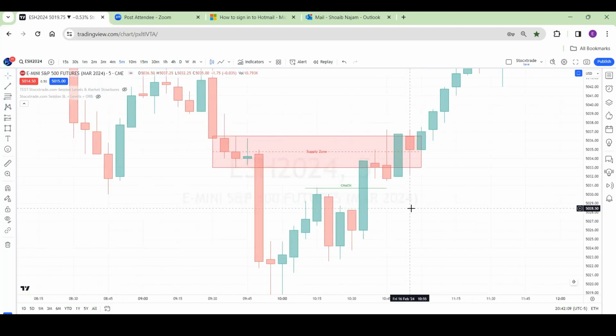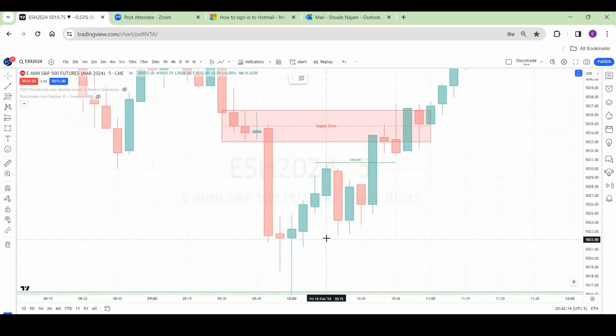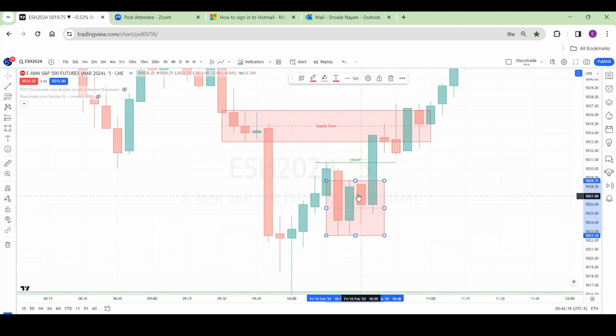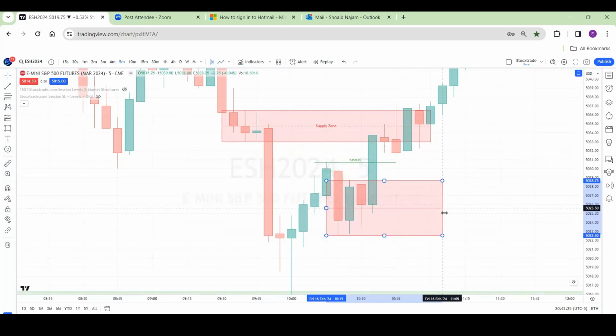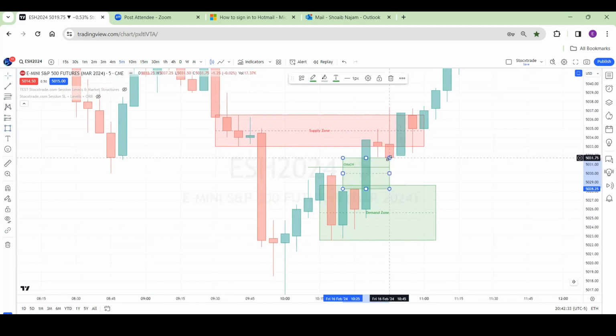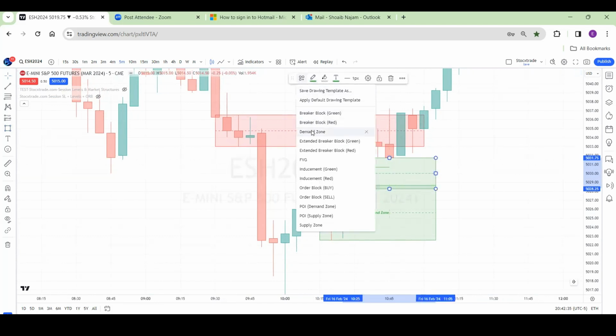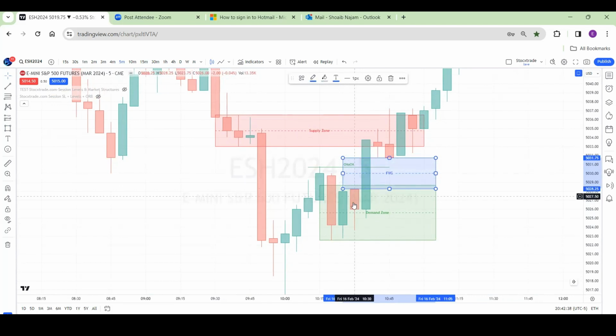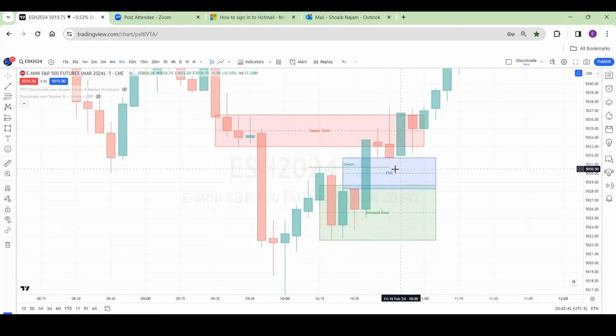You need to mark the fair value gap, you need to mark the demand zone. I will mark the demand zone on this candle, the bottom red one and the green. I don't want to take the demand zone up to here. This is my demand zone. And where is my fair value gap? Here: first candle, second candle, and third candle. So this is my fair value gap. So you got the entry.